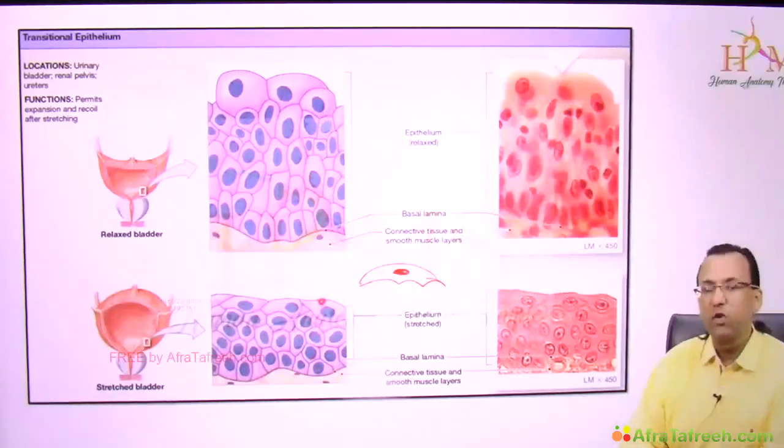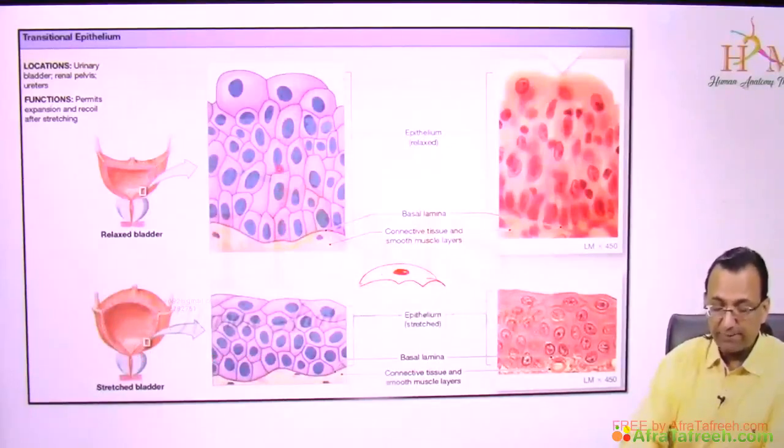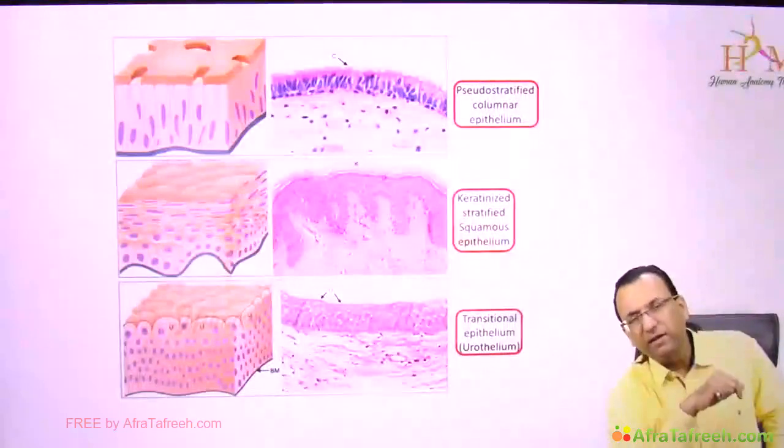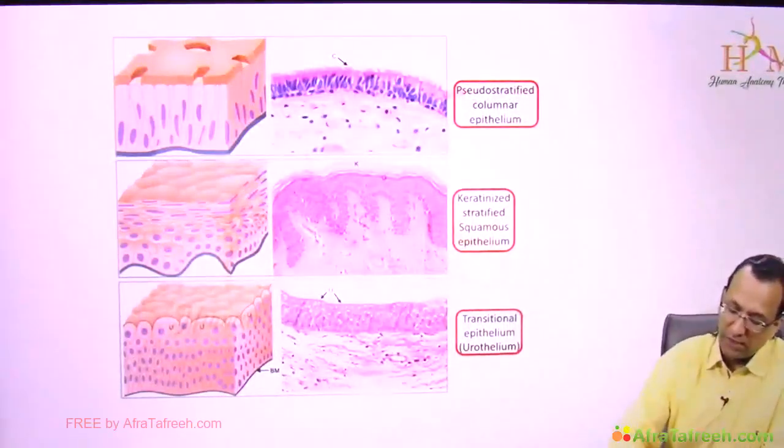One more thing, as I told you, each cell attaches to the basement membrane by some cytoplasmic extension. So, they cannot actually qualify as stratified epithelium. This is called transitional epithelium. And you can be confused between the three. Sometimes they'll give you pseudo-stratified epithelium.